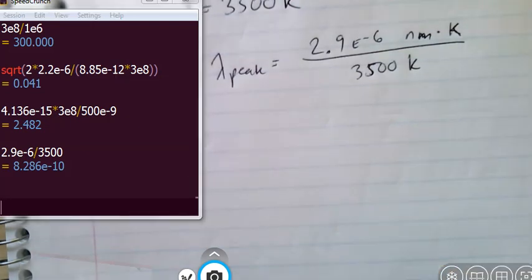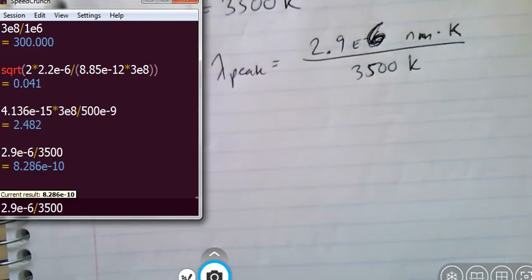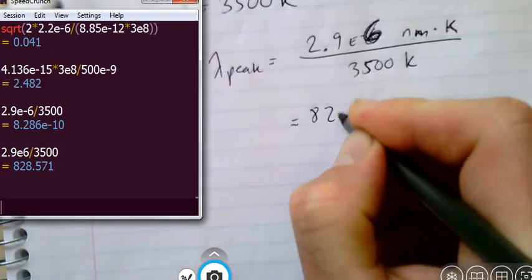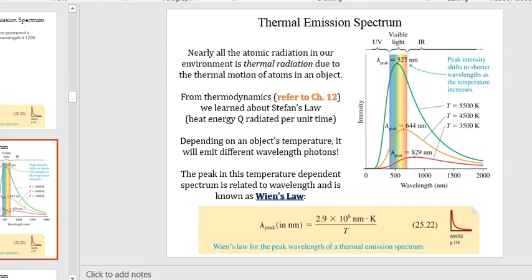I'm sorry, it's not 10 to the minus 6, it's 10 to the 6. Sorry, I just realized I made a mistake. Then we'll get 828.5 nanometers. Let's go ahead and check that against what the slide was saying. Sure enough, for 3500 Kelvin, 829 nanometers, or I calculated 828.5, was the peak of this emission. So that's in the infrared, which is a little bit beyond what our eyes can see, but the tail of this is in the visible, so you should be able to at least see something if there's a filament that's 3500 Kelvin.